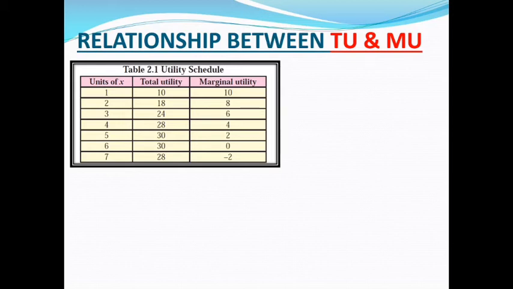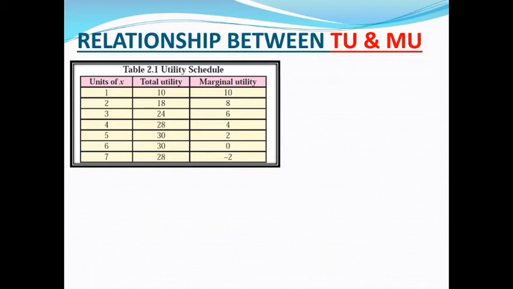You can see 1, 2, 3, 4, 5, 6 and 7. These are the units of commodity X which we are consuming. At the first unit of consumption, total utility is 10. Marginal utility is definitely 10. That is, both are the same because we have not made any addition to it.